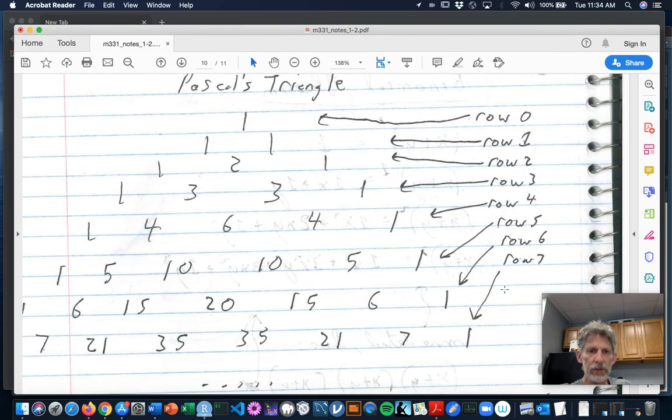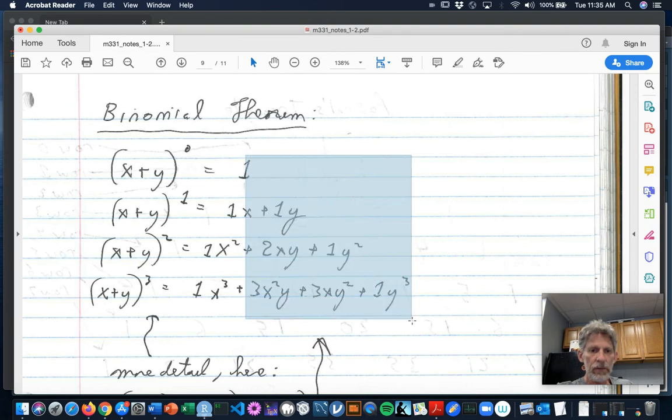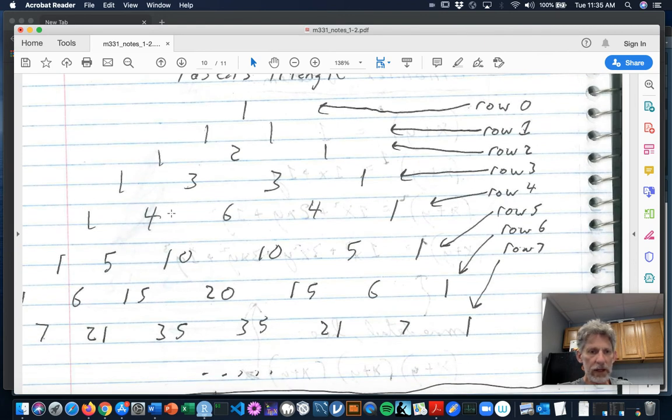Related to the binomial theorem is Pascal's triangle. Here I have written out the coefficients for the various expansions, but I've gone a little further, up to x plus y to the 7th power. I'm sorry, I cut my work off there on the 7th row. The first row was just a 1. The second row was a 1x and a 1y, and then a 1x squared, a 2xy, and a 1y squared, and so on. And the last row should have been a 1 that you can't see, and then 7, 21, 35, 35, 21, 7, 1.